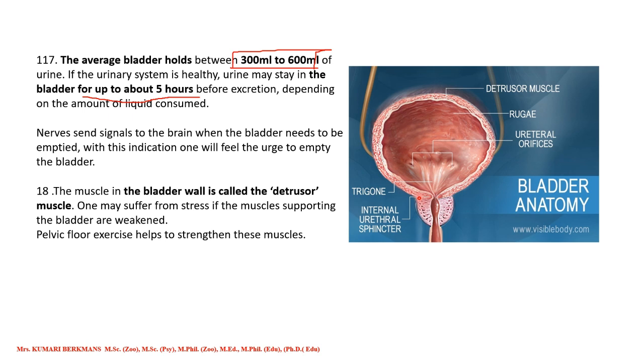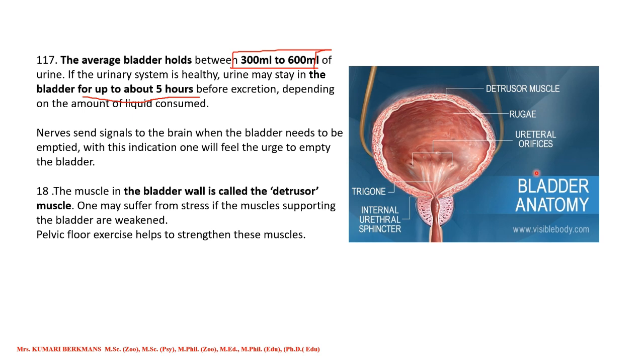This is the muscle present in the urinary bladder, and it is a very strong muscle, and the elasticity is high. The urinary bladder is a bag-like structure and holds 300 to 600 milliliters, so it is very elastic in nature and very strong. The detrusor muscle may sometimes be weakened because of stress or something else. So how to keep it healthy? Pelvic floor exercise helps to strengthen these muscles. So pelvic floor exercise is very, very important. You can search on Google how to do that exercise, and do it regularly and daily to keep your urinary bladder healthy. That prevents leakage of urine.